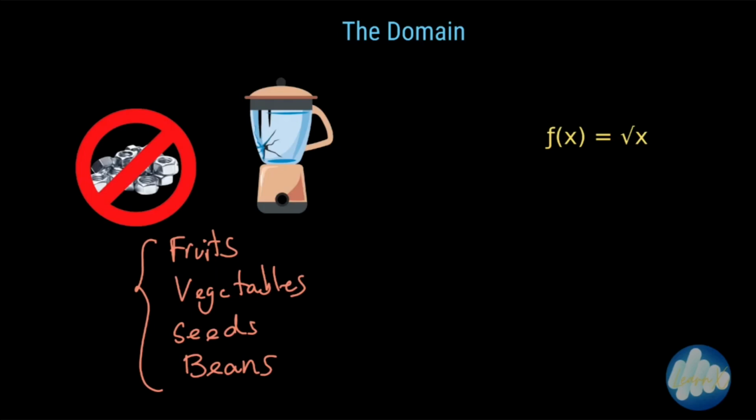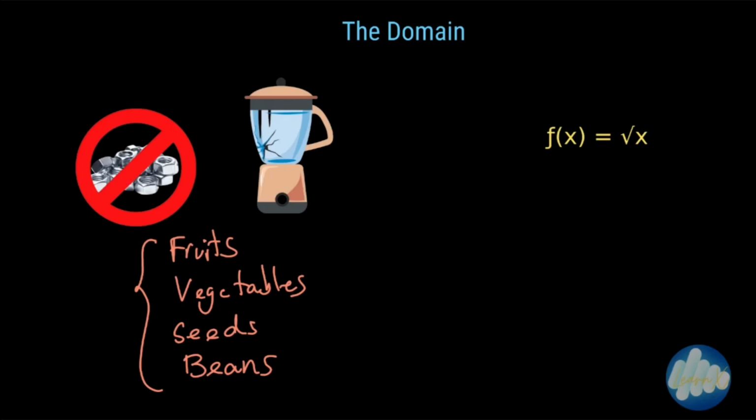f of x equals the square root of x. Now, for those who know about the square root function, you know that it's a bad idea to try and obtain the square root of a negative number. That's an inherent property of the square root, which comes from the fact that you can't multiply two identical numbers to get a negative number.